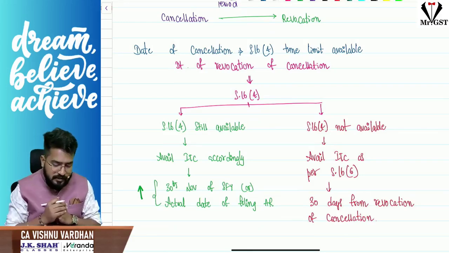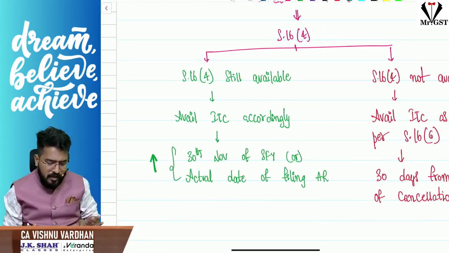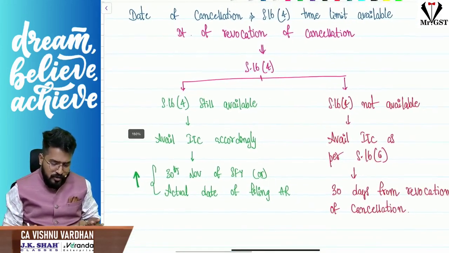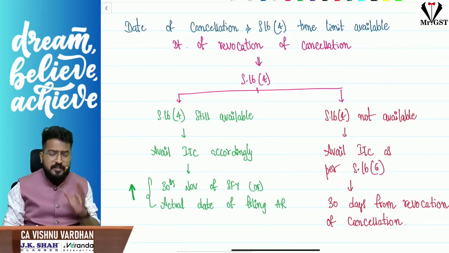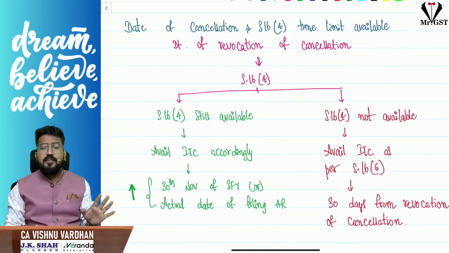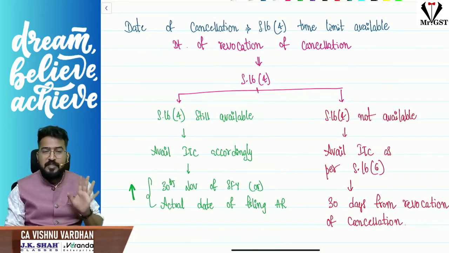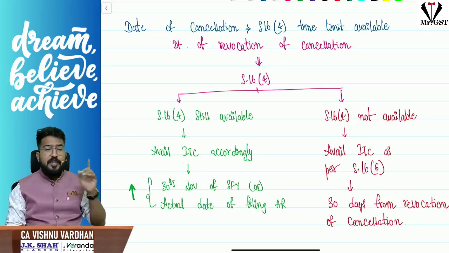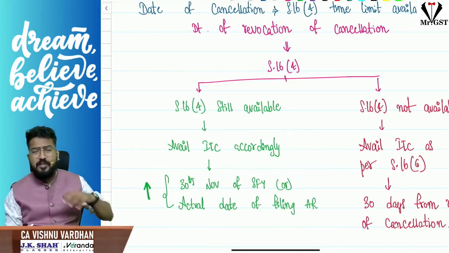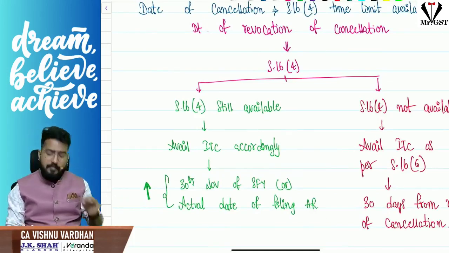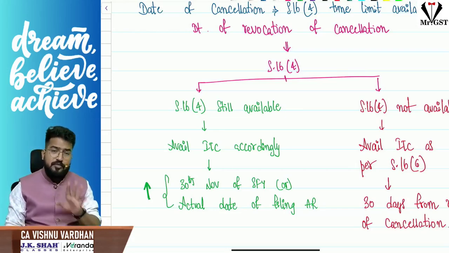Yes sir. Then in such case, please understand, avail ITC as per Section 16(4). So at the time of cancellation of registration, whether the Section 16(4) time limit is available? Yes, sir. Now at the time of revocation, if the Section 16(4) time limit is still available, that is 30th November of the succeeding financial year or actual date of filing annual return of the relevant financial year, whichever is earlier, so if that is available, accordingly you proceed. But sir, I'll give you an example also for this, so please wait.